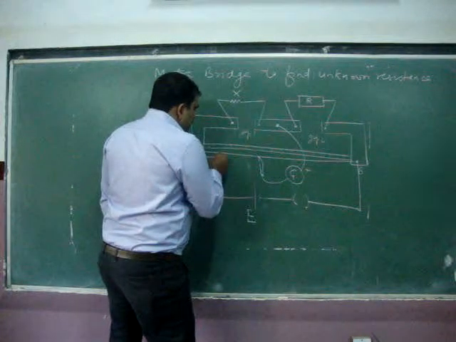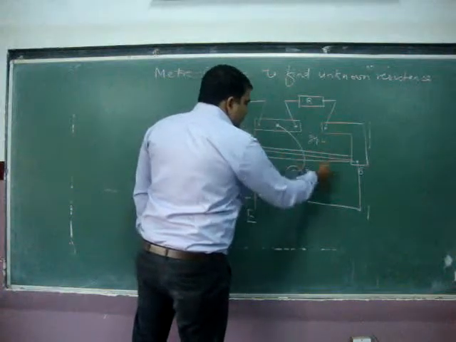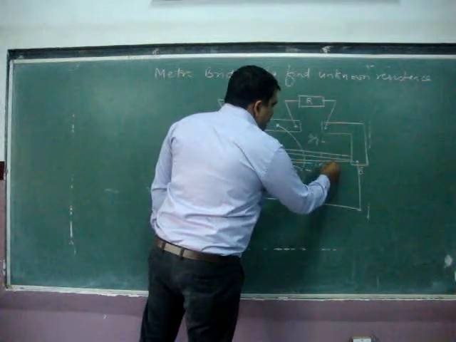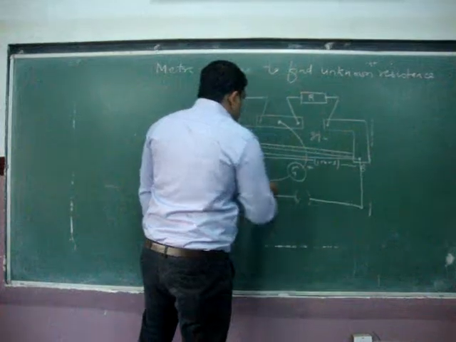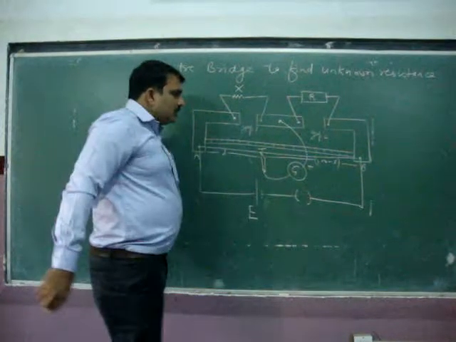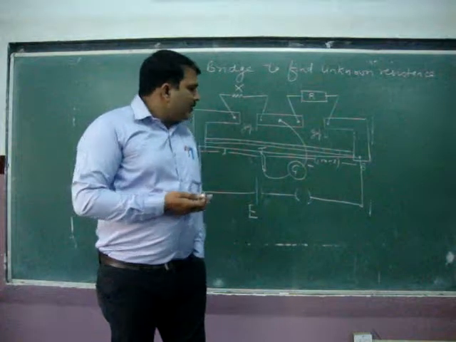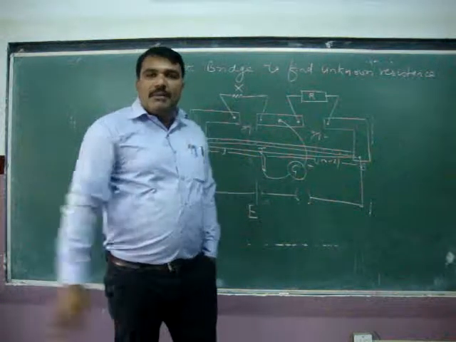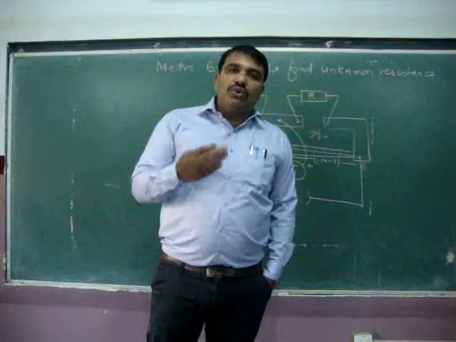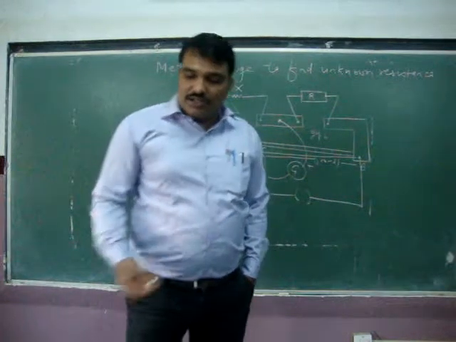Suppose the null point is obtained at length L, and the remaining length becomes 100 minus L centimeter. So this becomes the diagram. Your diagram is ready to find the unknown resistance. Using this diagram, you can easily find the value of the unknown resistance using the meter bridge. Now we will discuss how to draw the diagrams of the potentiometer in this series.